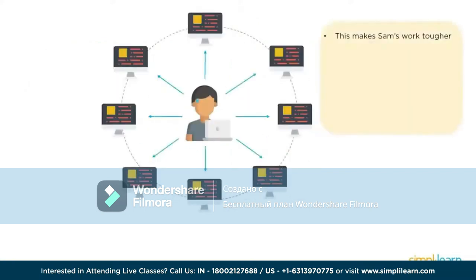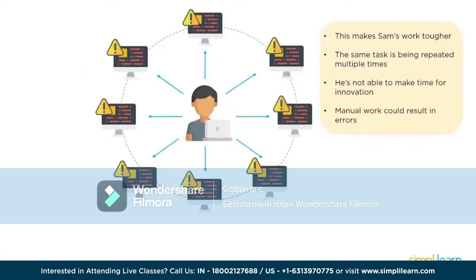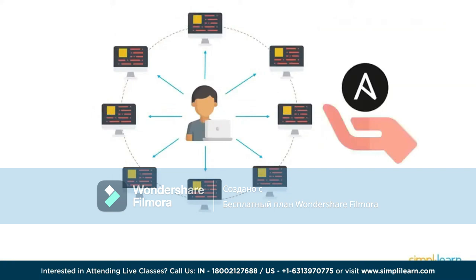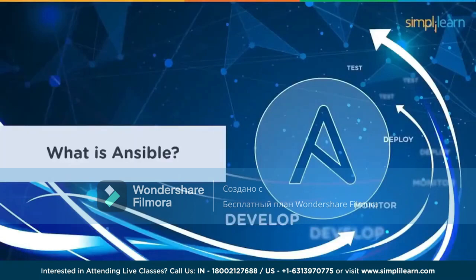Not only does it get tougher, Sam has to move from system to system, performing the same task over and over again. This makes Sam bored. Not just that, repeating the same task leaves no space for innovation. And without any ideas or innovation, how does the system grow? And the worst of it all is manual labor is prone to errors. So what does Sam do? Well, here is where Ansible comes in use. With Ansible, Sam can write simple code that is deployed onto all the systems and configures them to the correct states. So now that we know why we should use Ansible, let's look at what exactly is Ansible.